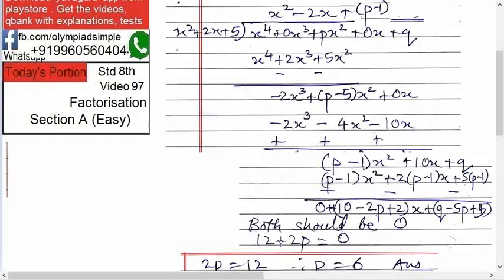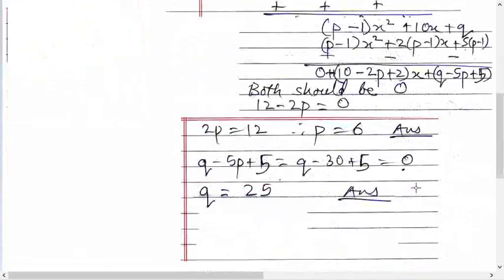So 12 minus, it is given over there that these are the factors. This is a factor, divisor is a factor of dividend. So this is compulsorily 0. So 12 minus 2p equals 0. Solve this. 12 equals 2p, p equals 6. Okay.